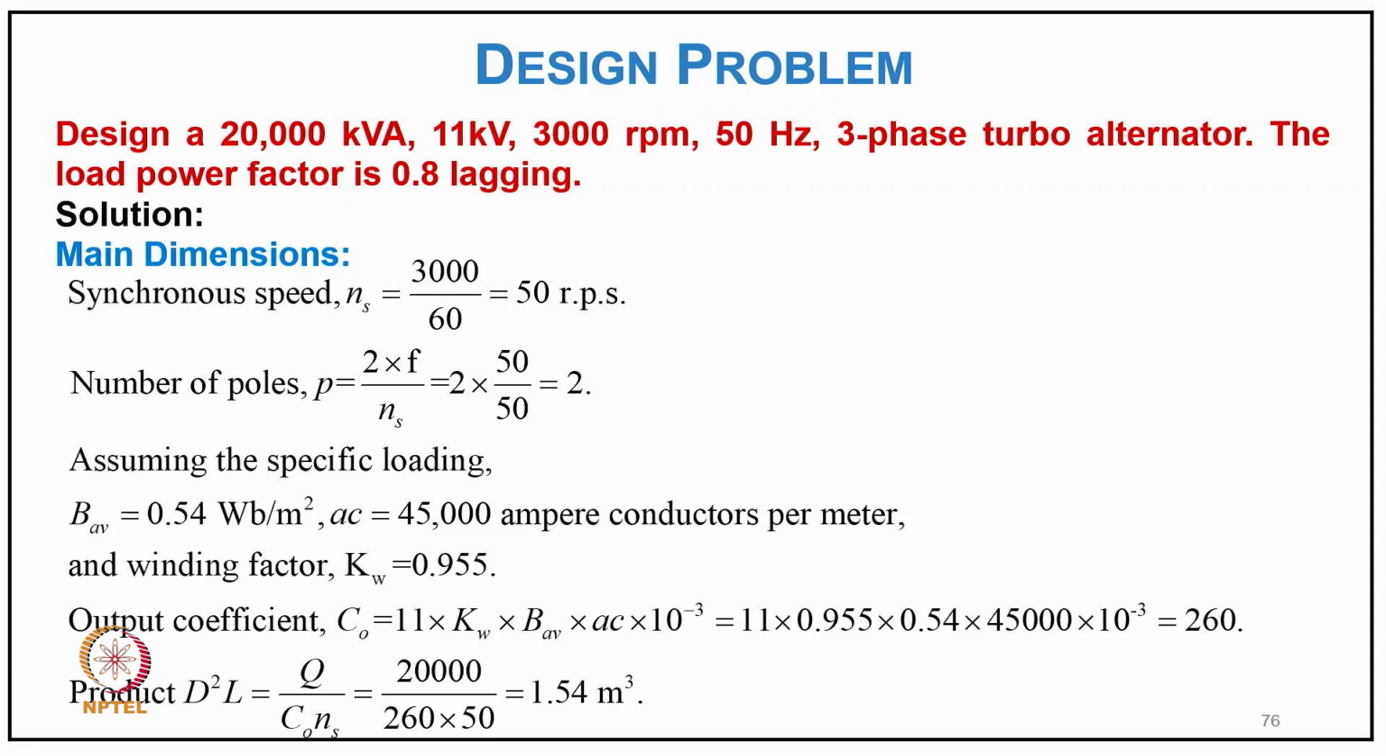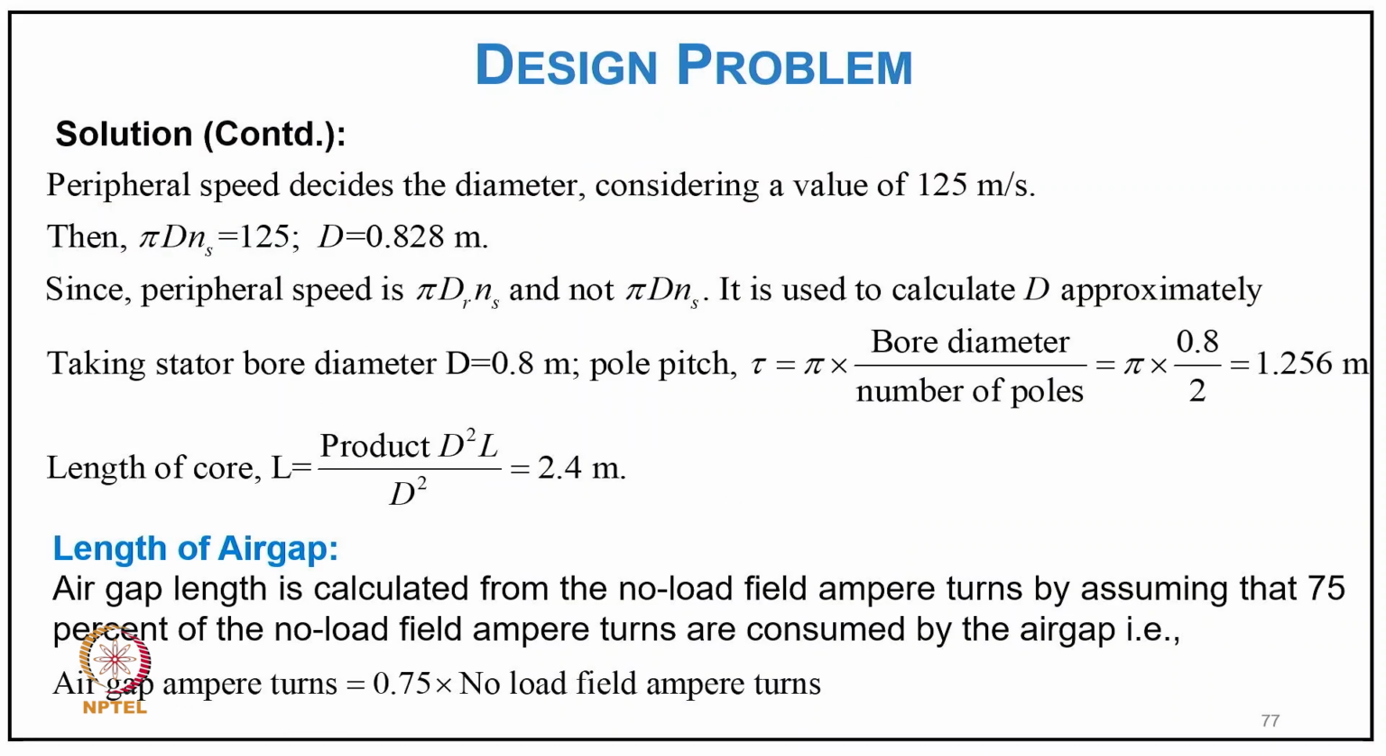Assuming the specific loading: average flux density 0.454 Weber per meter squared, AC equal to 45,000 ampere conductors per meter, and winding factor KW equal to 0.955. The output coefficient from the formula 11 kW into H into 10 power 3 comes to 60, and the product D squared L upon C0 Ns comes to 1.54 meter cubed.